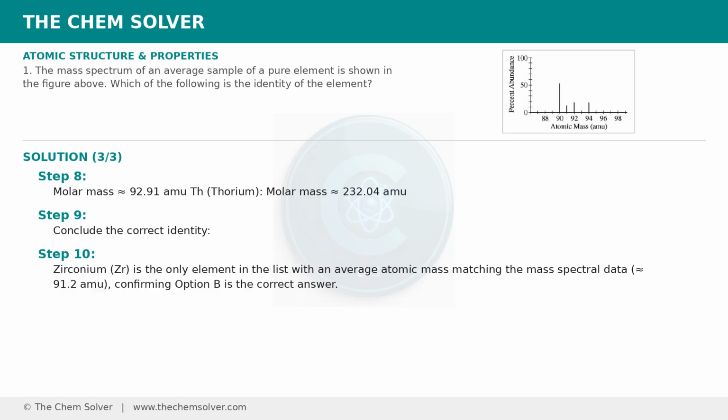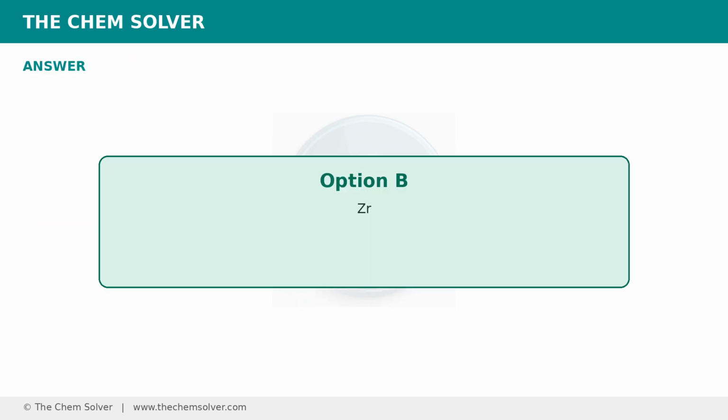Conclude the correct identity. Zirconium, Zr, is the only element in the list with an average atomic mass matching the mass spectral data, approximately 91.2 AMU. Confirming option B is the correct answer. The correct answer is option B, Zr.